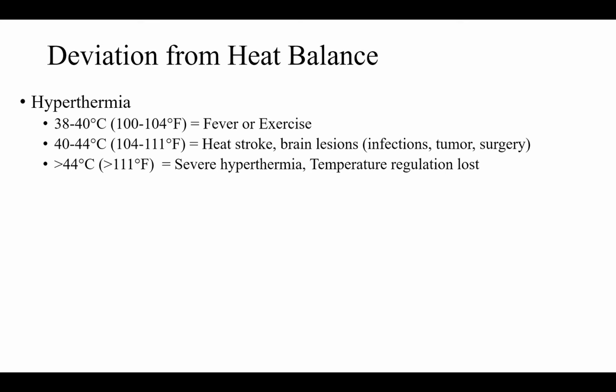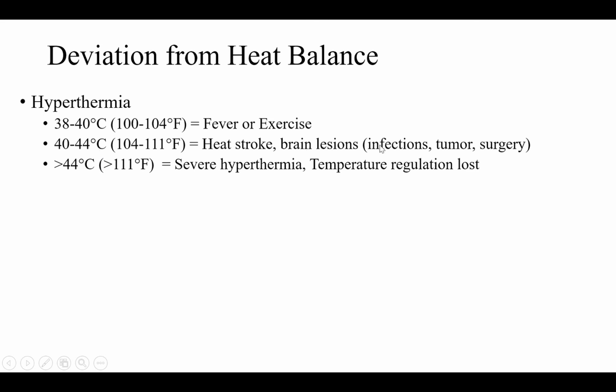Anytime you have deviation from that heat balance, you can have hyperthermia. When you are exercising or you have a fever, body temperature rises to about 38 to 40 degrees centigrade. Anytime you have heat stroke, remember heat stroke has different steps. First you have heat cramps, then you have heat exhaustion, then you have heat stroke. At heat stroke, body temperature is about 40 to 44 degrees centigrade.